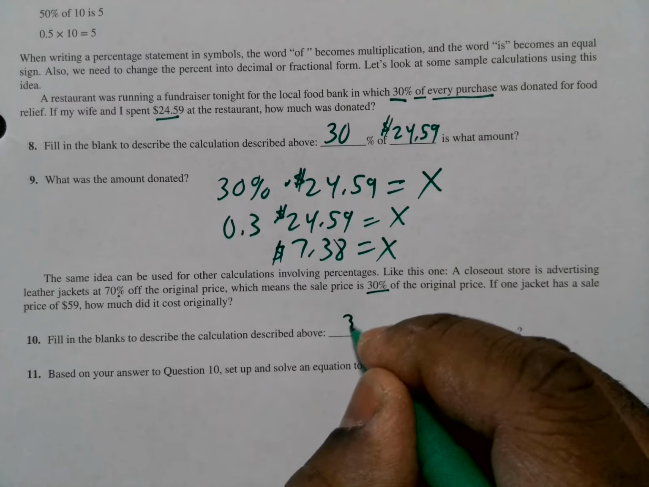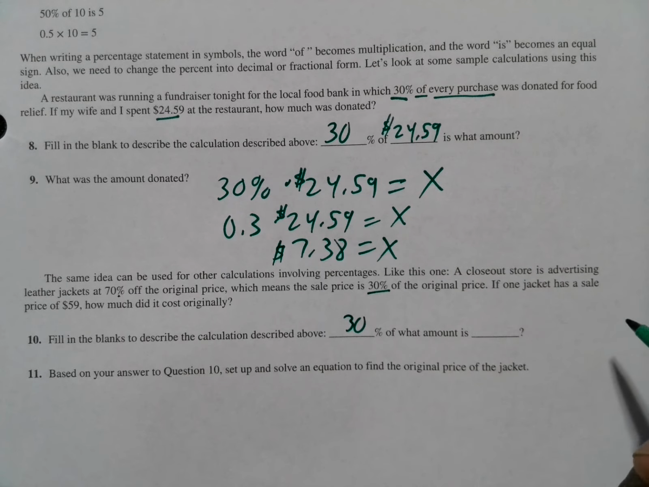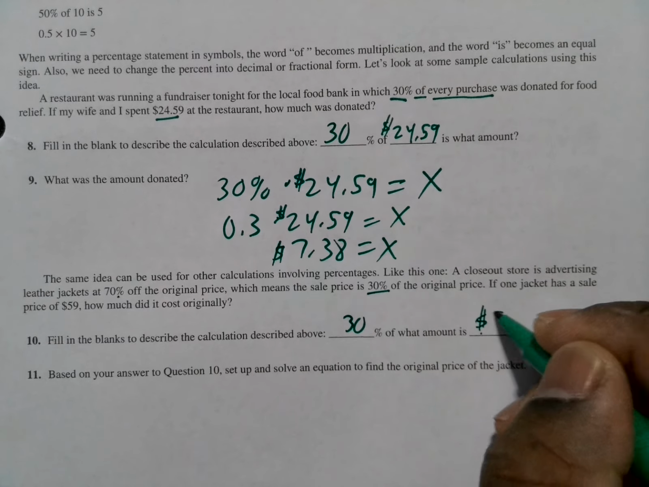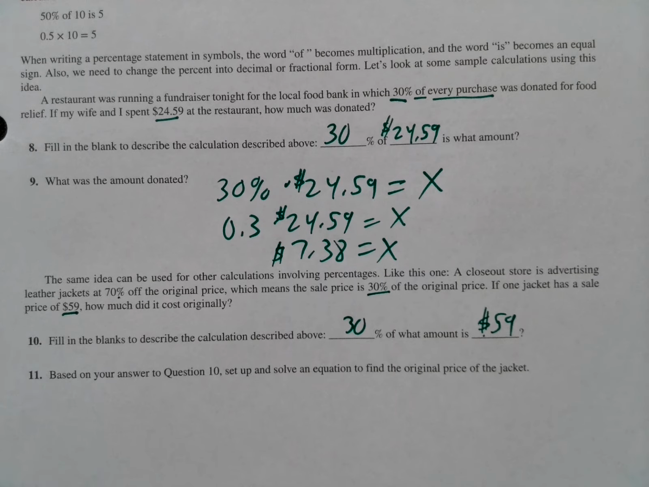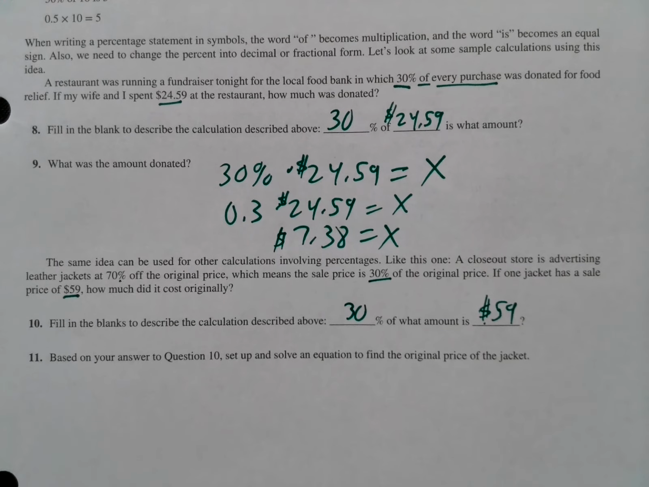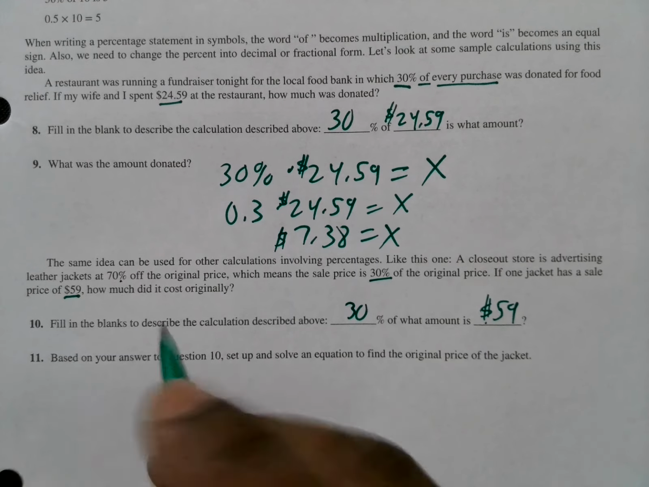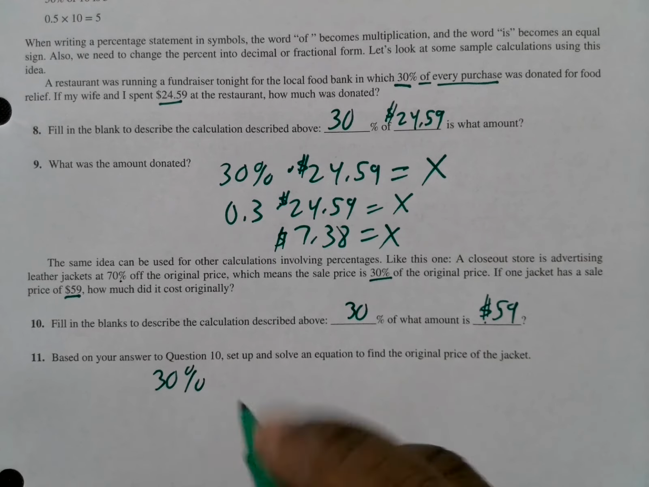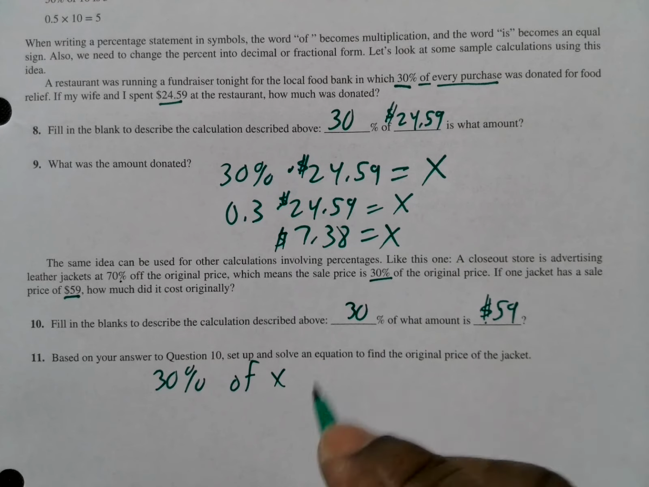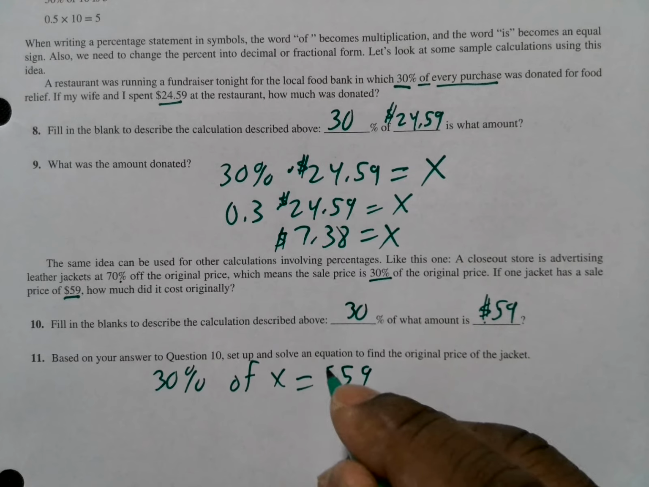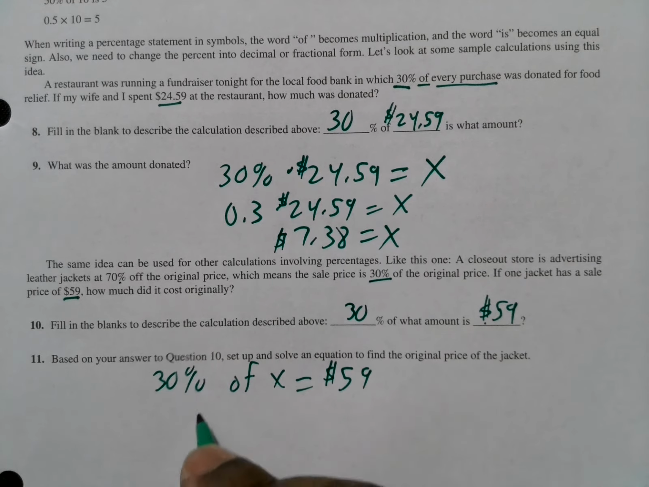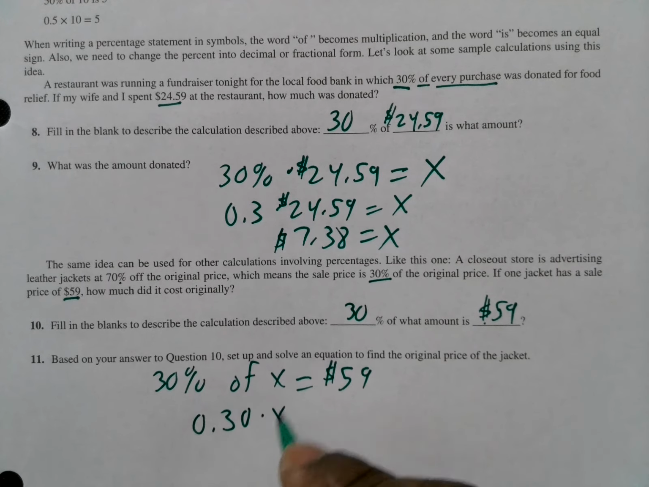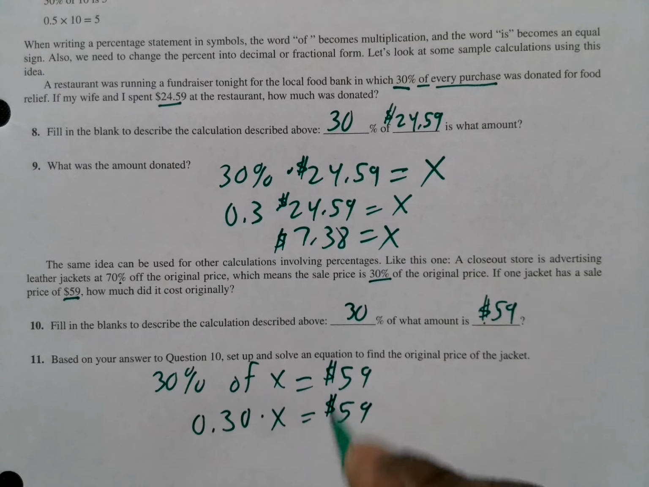So we would have 30% of what amount is $59. So we have our percent, and it's $59. Okay, so now based on your answer to question 10, set up and solve an equation to find the original price of the jacket. So we would have 30% of x is equal to $59. This is writing number 10 out as an equation. So we would change 30% to 0.3 or 0.30 times x is equal to $59.